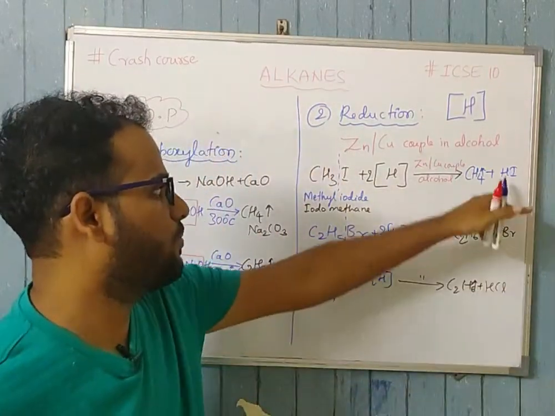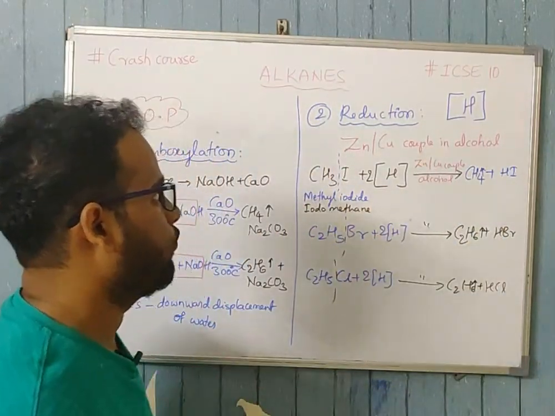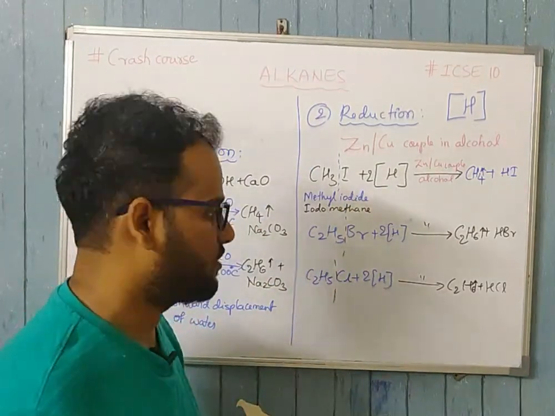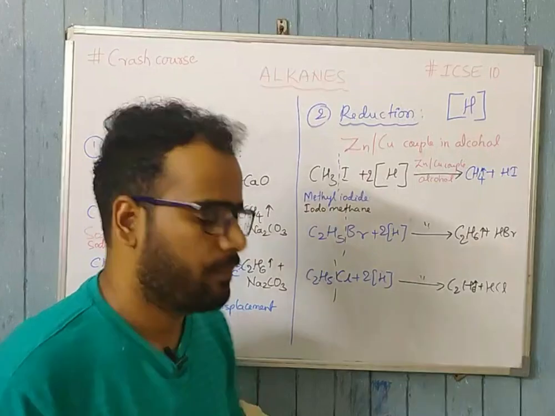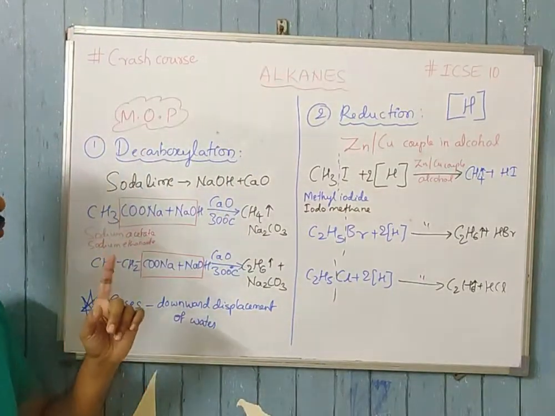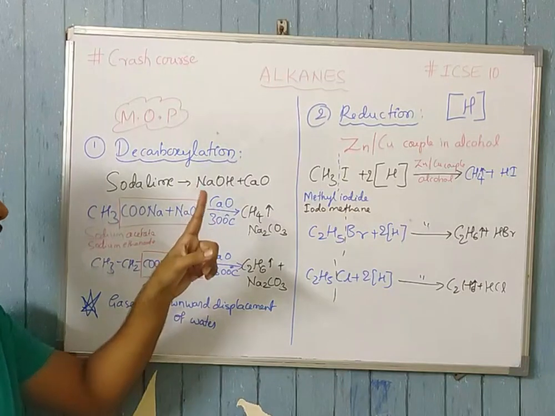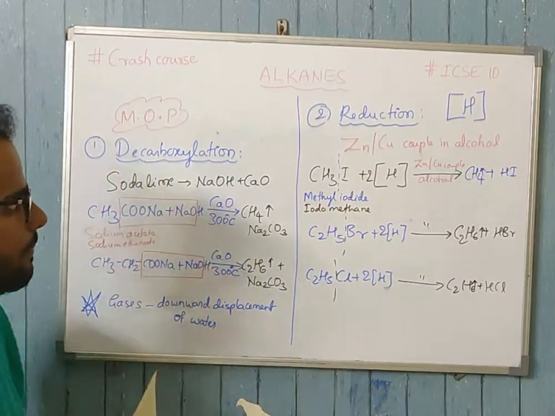Hydrogen chloride, hydrogen bromide, hydrogen iodide we get here. Why is it called reduction? Because you are adding hydrogen atoms. That's why it is called reduction. One give-reason question is, why do we use soda lime? Why not simply sodium hydroxide? I told you sodium hydroxide is deliquescent.